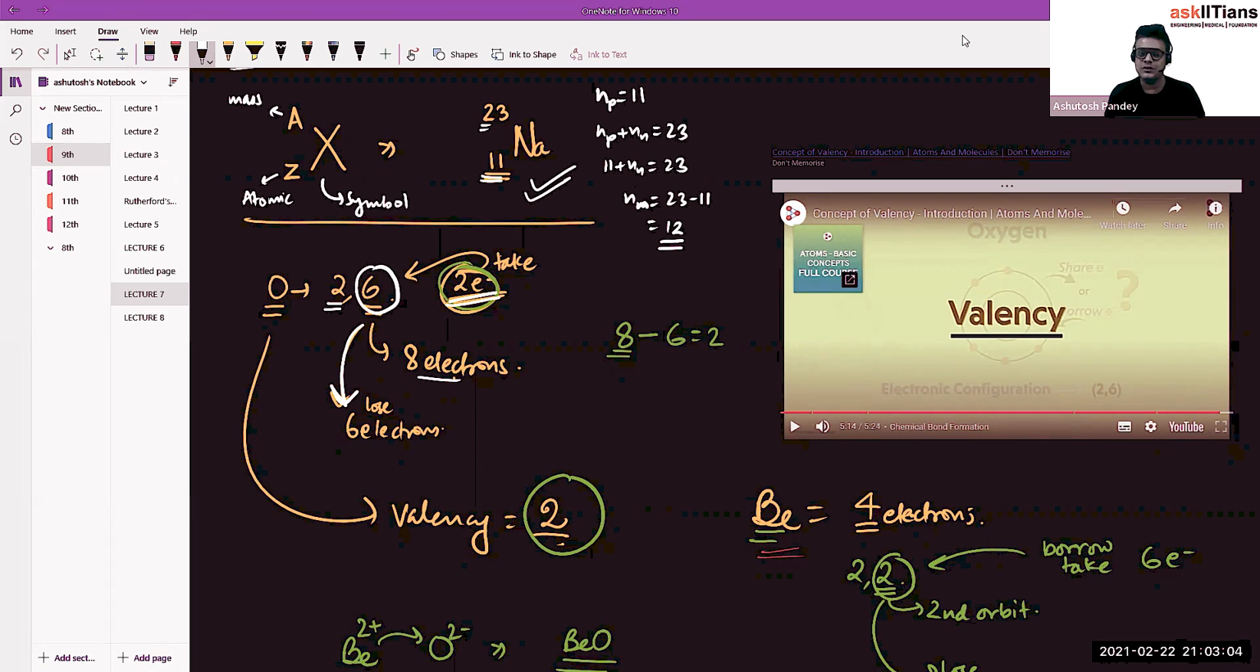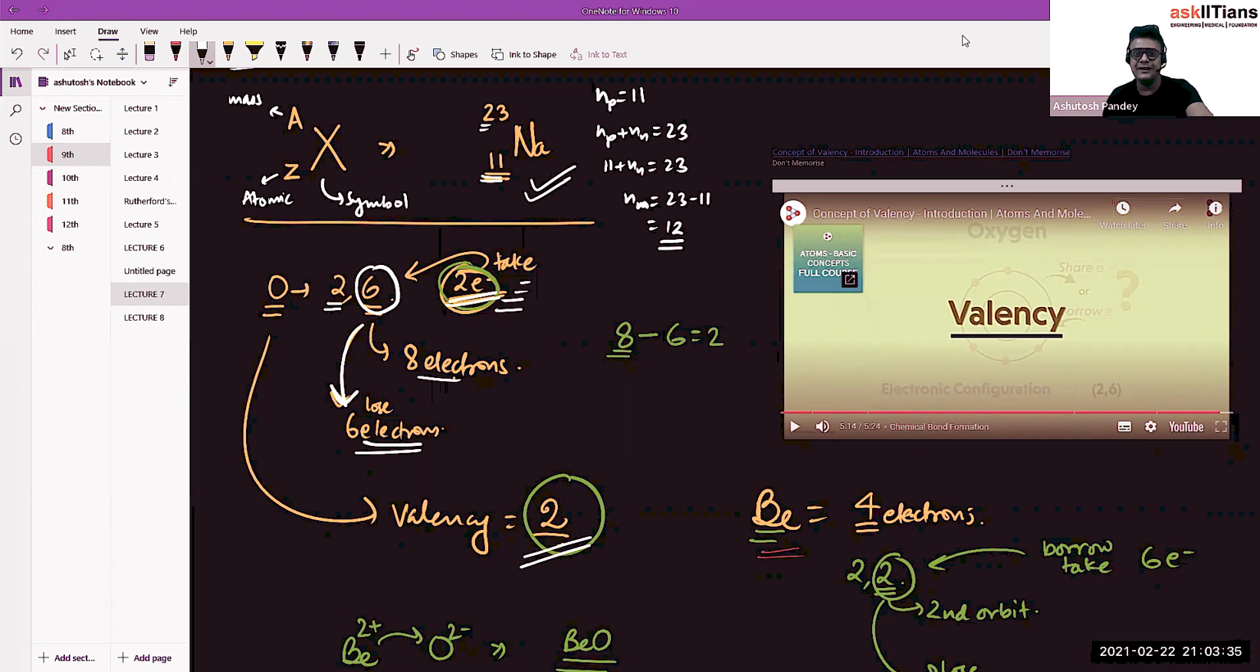So either it can lose these 6 electrons to have a complete full shell, or it can take 2 electrons. Which of these two options is energetically favored? Energetically favored means which involves lesser energy. Taking these 2 electrons involves lesser energy as compared to losing 6 electrons. So that's why the valency of oxygen is 2, by taking or sharing these 2 electrons.